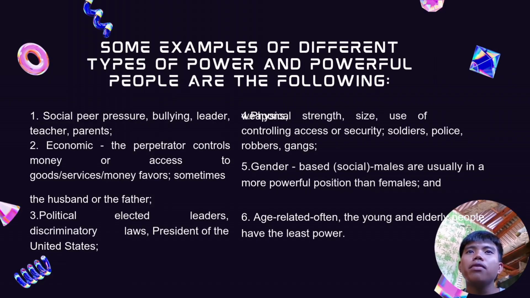Some examples of different types of power and powerful people are the following. Number one, social: peer pressure, bullying, leaders, teachers, and parents. Number two, economic: the perpetrator controls money or access to goods, services, money, favors, sometimes the husband or the father. Number three, political: elected leaders, discriminatory laws, the president of the United States. Number four, physical strength: size or use of weapons, controlling access to security, soldiers, police, robbers, and gangs. Number five, gender-based social norms: males are usually in a more powerful position than females. Number six, age-related: the young and elderly people have less power.